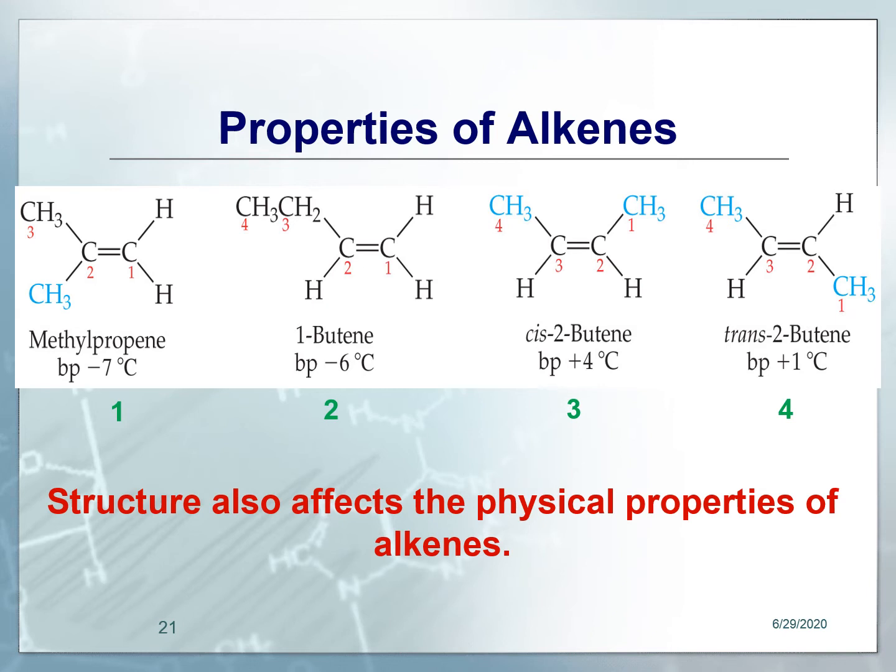For example, structures number 1 and 2 both have 4 carbon atoms. However, the different arrangement of carbon atoms gives different physical properties. Now, see structures 3 and 4, which both have the same structure. However, the position of hydrogen atoms is different, resulting in a difference in their physical properties.